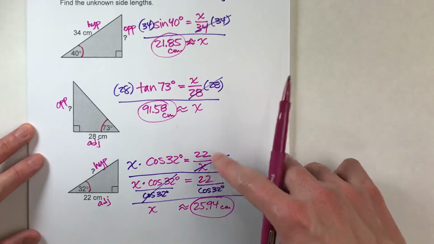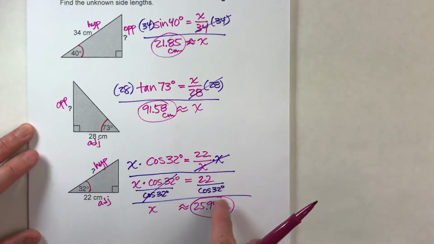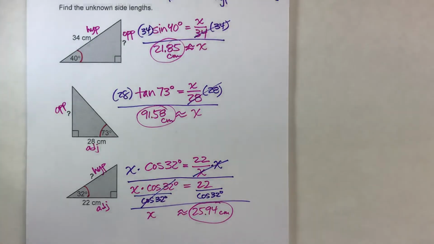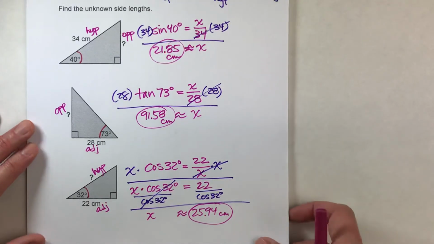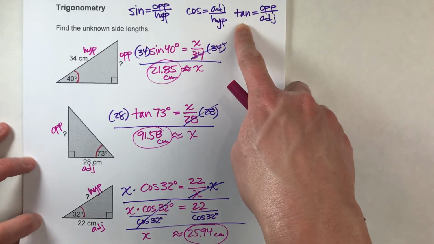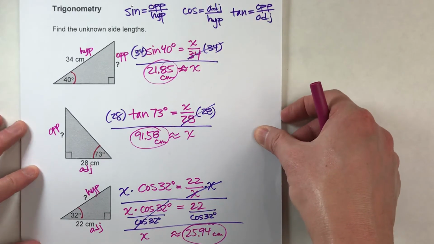All right. So notice that one's a little bit trickier because that x was on the bottom of the fraction. But we do have a trick to get it out from under the bottom of the fraction, okay? But the key to this whole thing is first recognizing which side lengths you're working with and then picking the correct trig ratio to set up your equation. Once you have that, then you're pretty good to go.